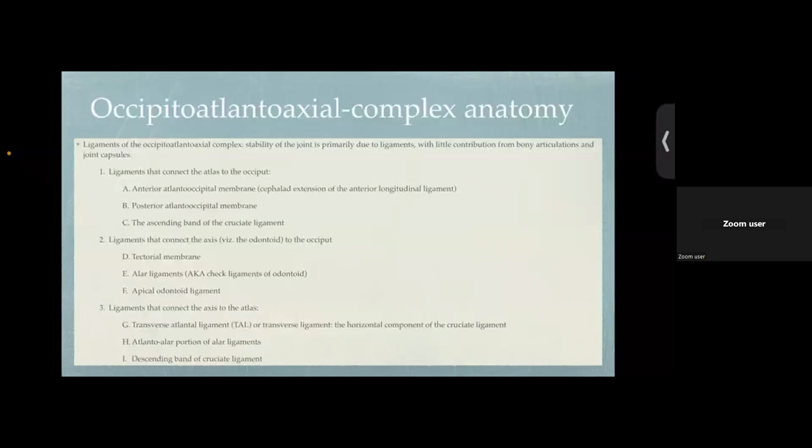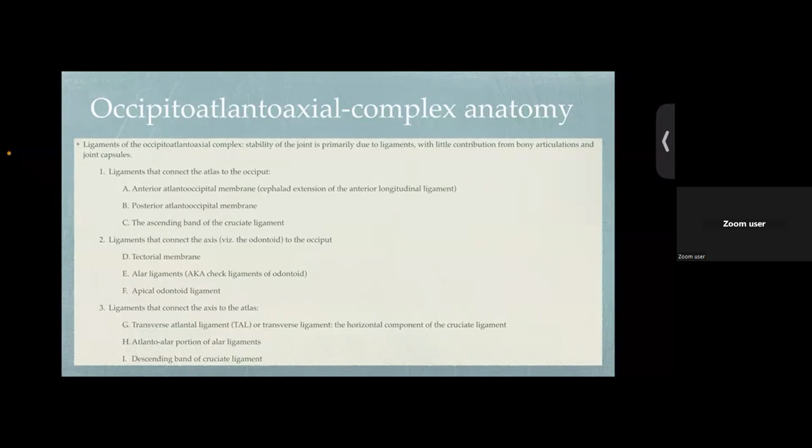So now to the joints. So the occipito-atlantoaxial complex anatomy. This is very important to note. The ligaments provide stability to this, right? It's primarily due to the ligaments, not really the articulations that take place.